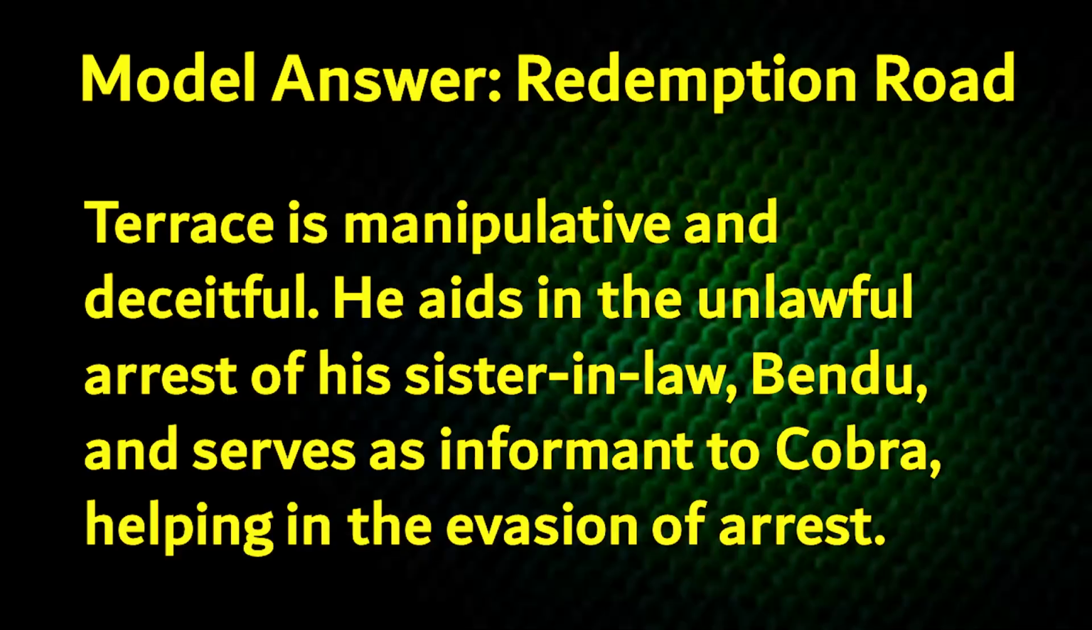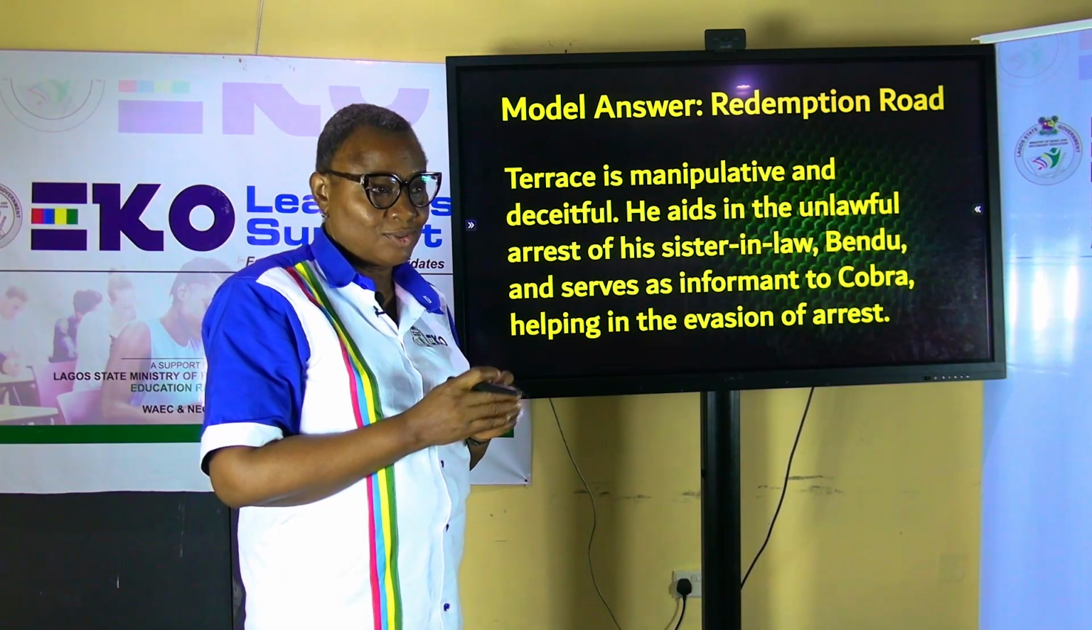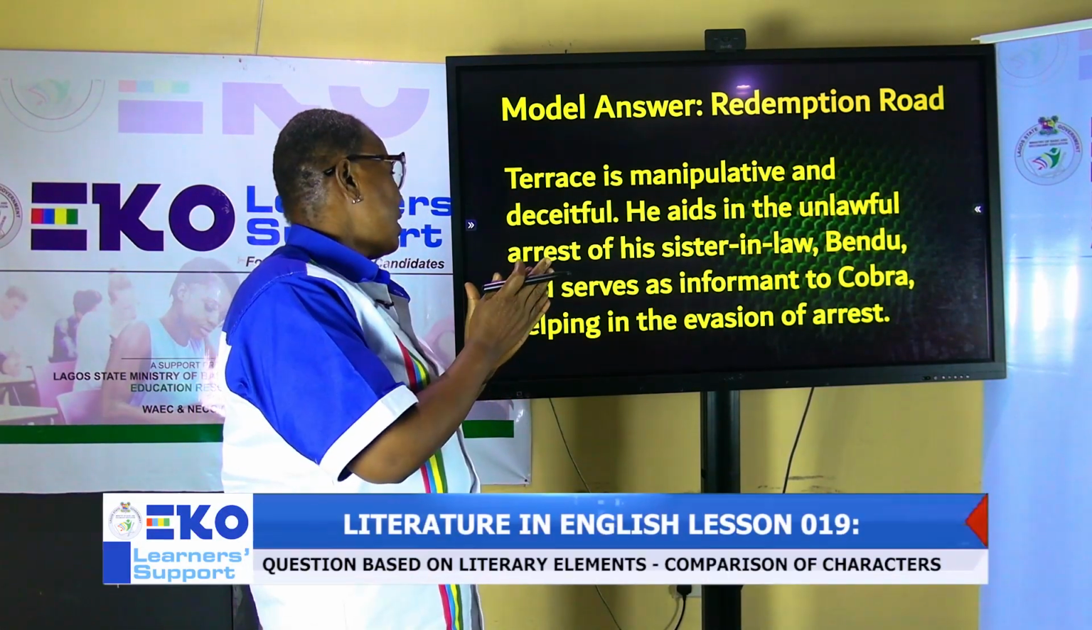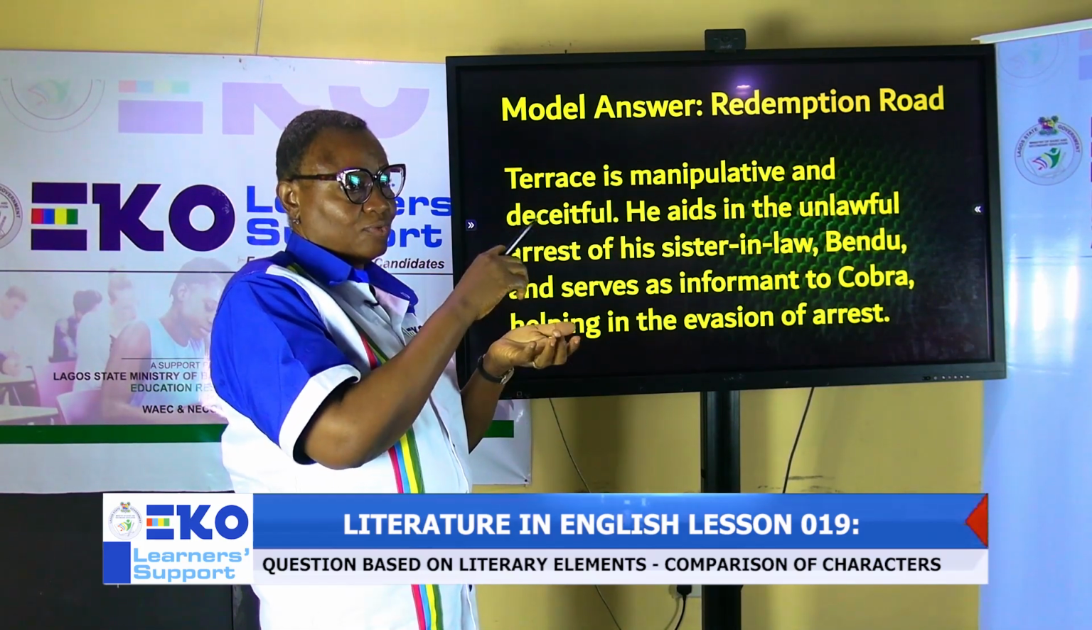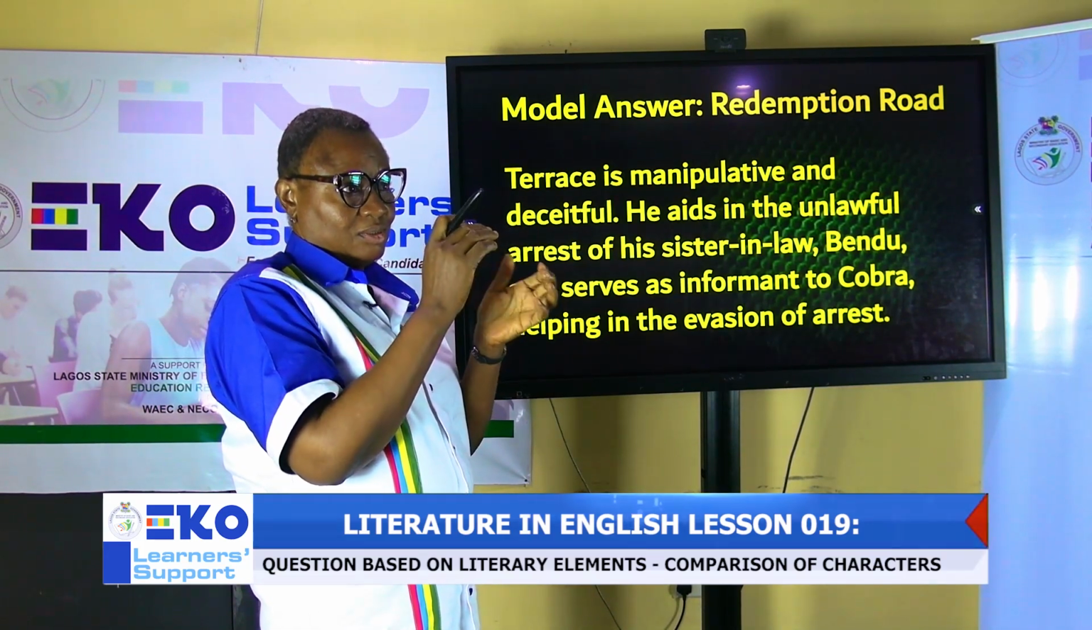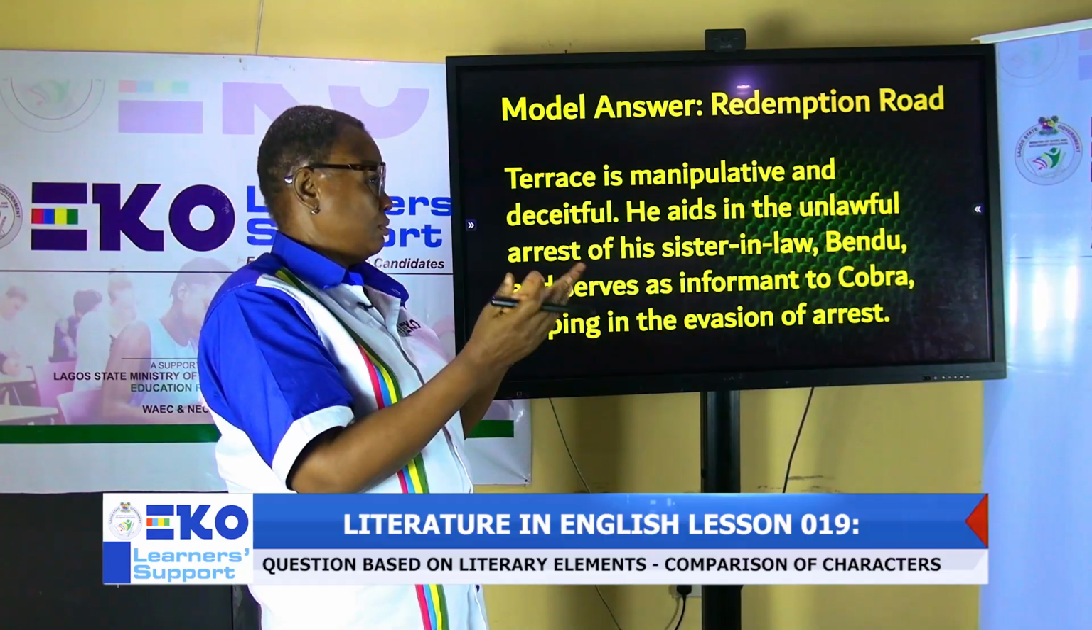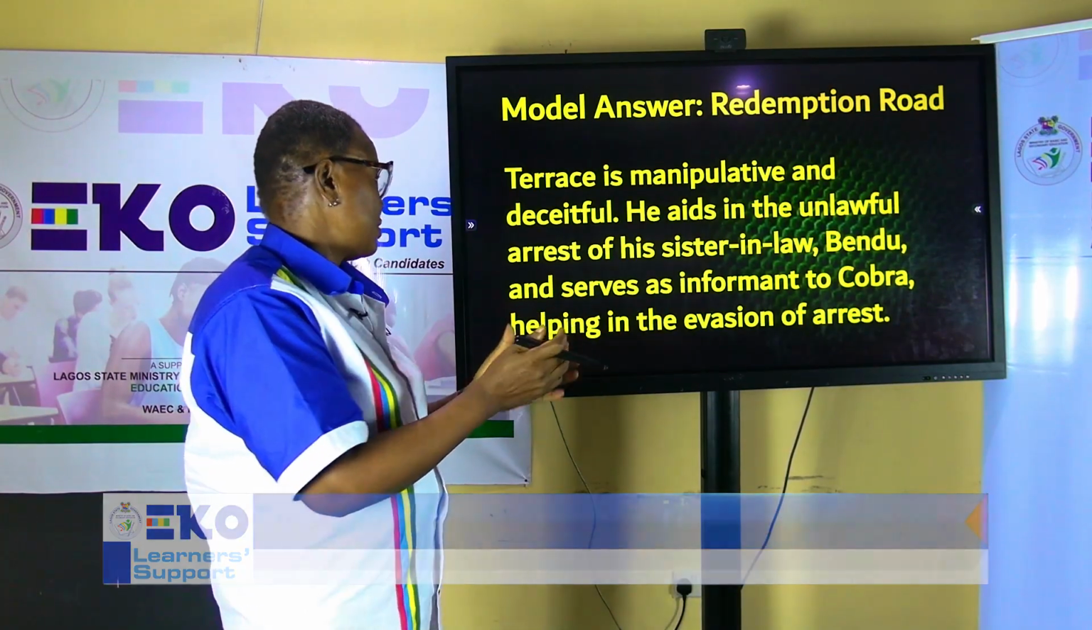Terence is manipulative and deceitful. He aids in the unlawful arrest of his sister-in-law Bendu and serves as informant to Cobra, helping in the evasion of arrest. So you can see the two characters being looked at in the light of how they have been helpful to the Liberian society.